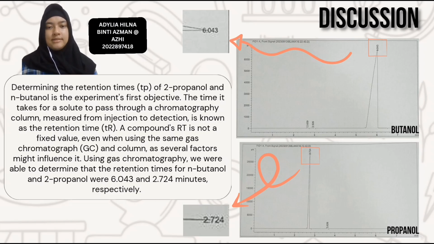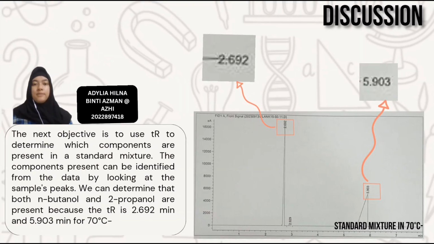Even on the same GC and column, small changes in carrier gas flow, oven temperature, or column dimensions can shift the retention time. Therefore, we maintain strict control of all GC parameters to ensure reliable and reproducible retention time measurements. The next objective is to use the retention time to determine which components are present in the standard mixture.